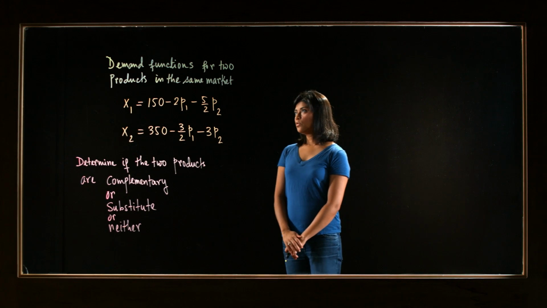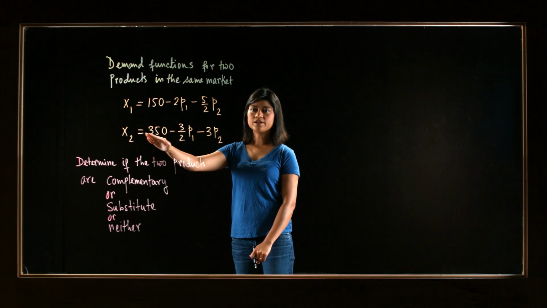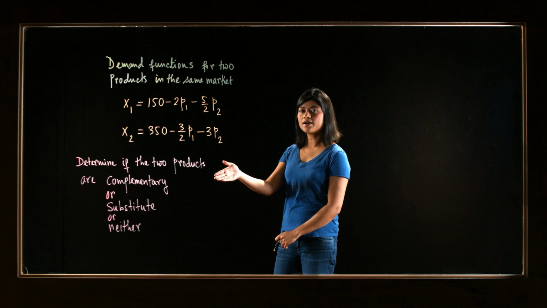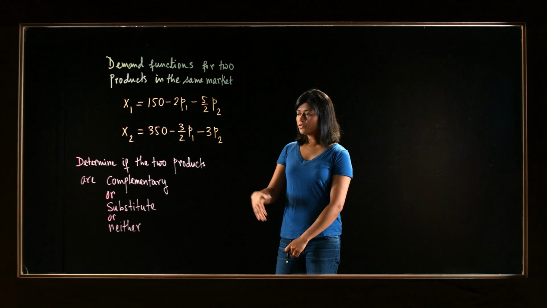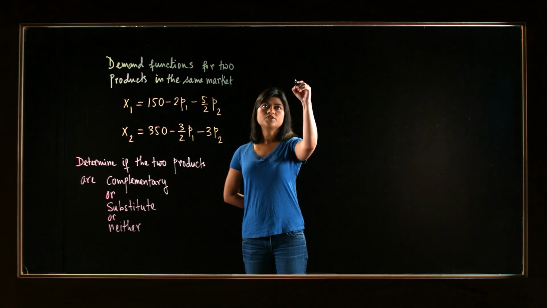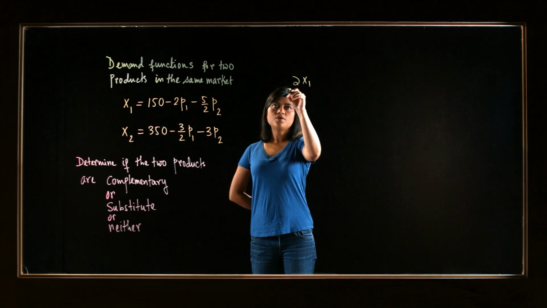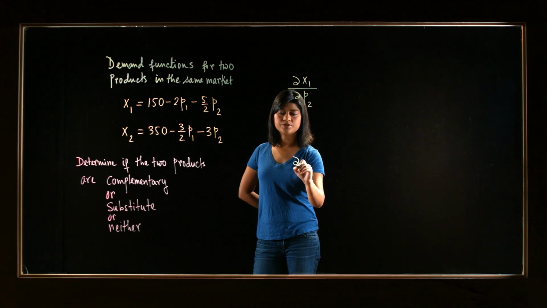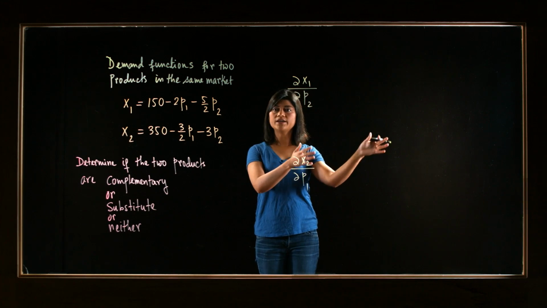In this problem, we are given the demand functions for two products, X1 and X2, in the same market. And we have to figure out if the two products are either complementary or substitute, or neither. So to figure that out, we have to compute the first partial derivatives. So you have to compute the partial derivative of x1 with respect to p2, and we have to compute the partial derivative of x2 with respect to p1. And look at the signs in the end.